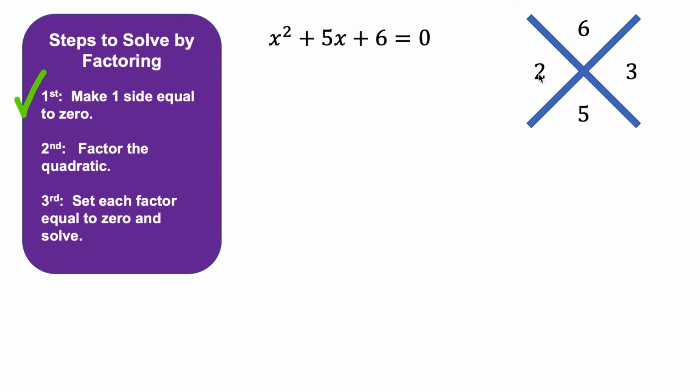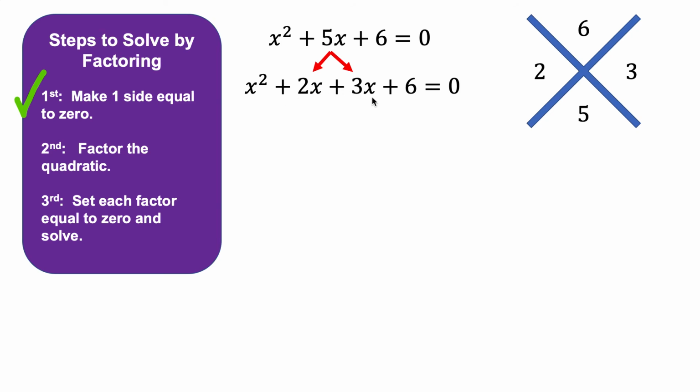That's a 2 and a 3. 2 times 3 is 6. 2 plus 3 is 5. So 2 and 3 is how we're going to split apart this 5x. So that 5x becomes a 2x and a 3x. That's what we use this x thing to figure out how our x breaks apart.